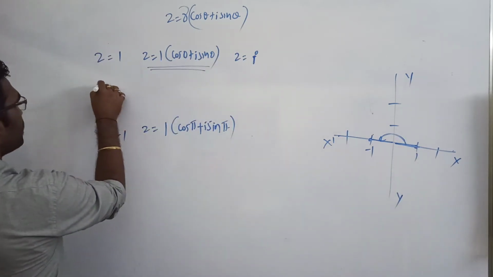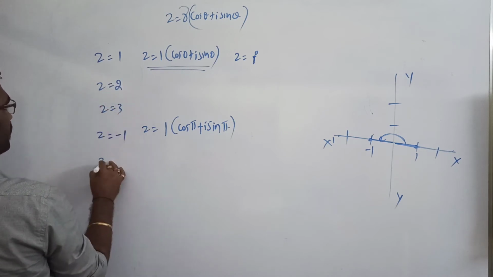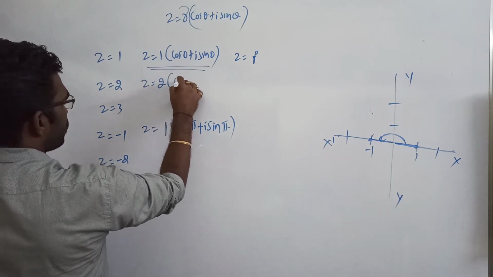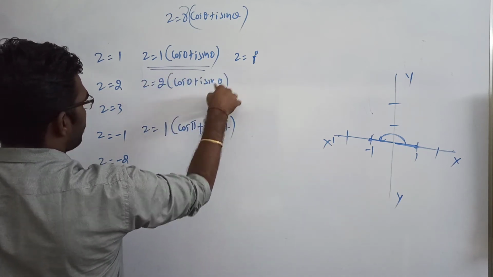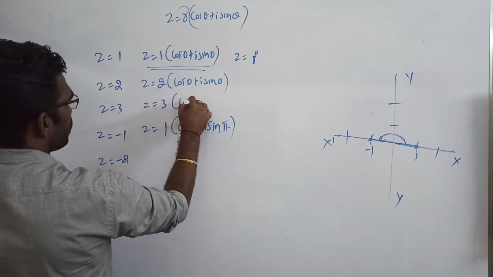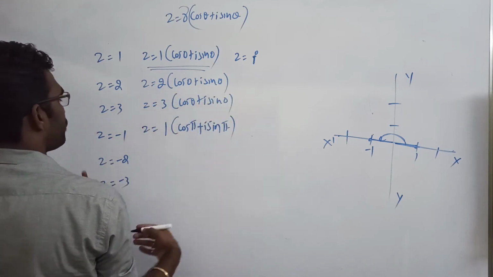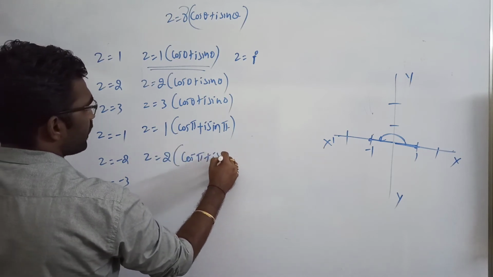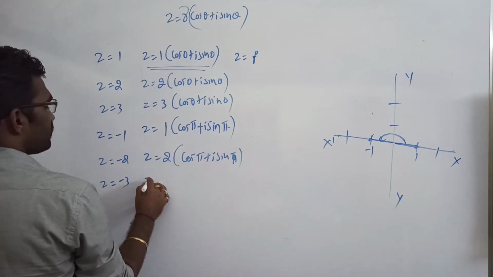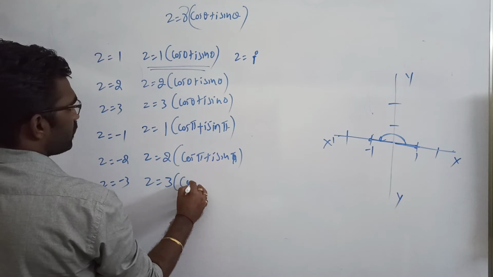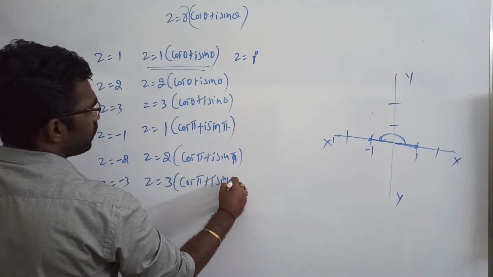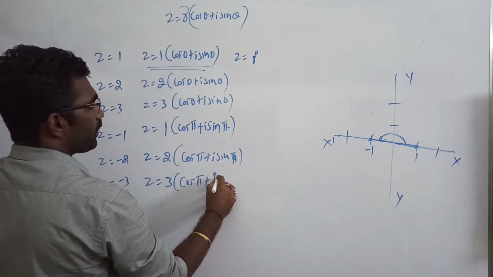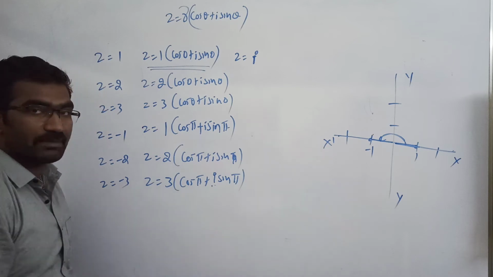For example, if you take z equals 2, z equals 3, z equals minus 2, z equals minus 3. Simple. z equals 2 into cos 0 plus i sin 0. z equals 3 into cos 0 plus i sin 0. For z equals minus 2, z equals 2 cos pi plus i sin pi. z equals minus 3, therefore 3 into cos of pi plus i sin pi. Okay, simple it is.